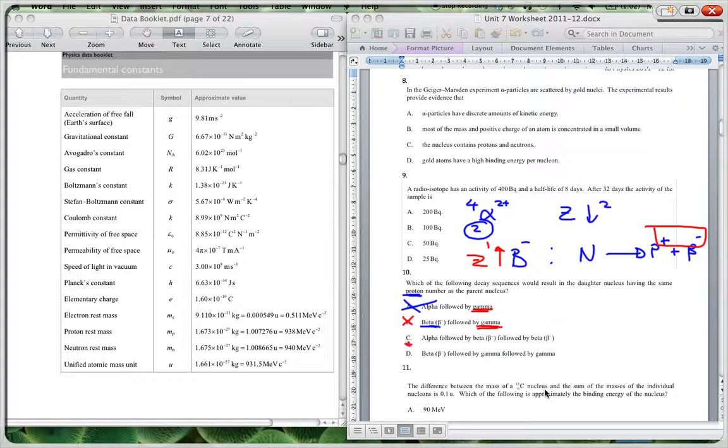What about this one? Alpha decay followed by beta and then followed by beta. Well, the alpha decay is going to cause the proton number to decrease by 2, but then you're going to have a beta decay and a beta decay. Each one of those is going to cause it to increase by 1, another one by 2. So it would be 2. So this one over here would lead to your number of protons staying the same.